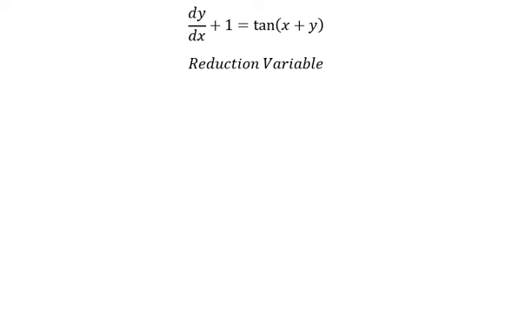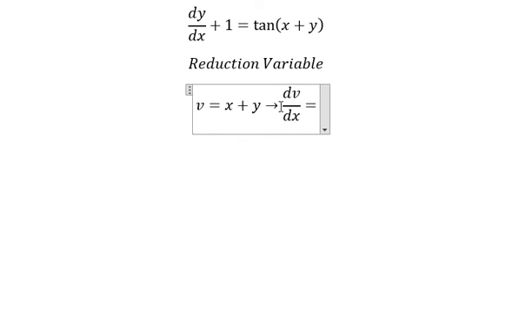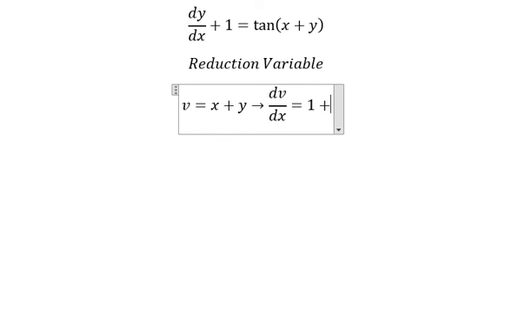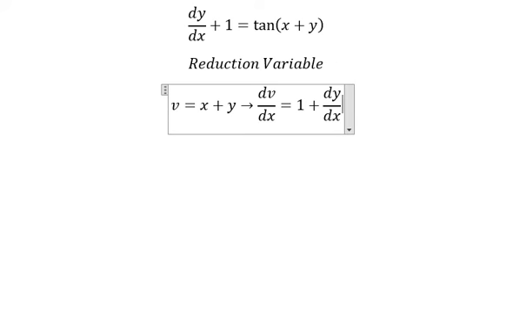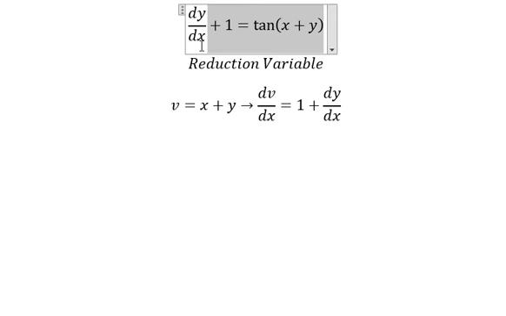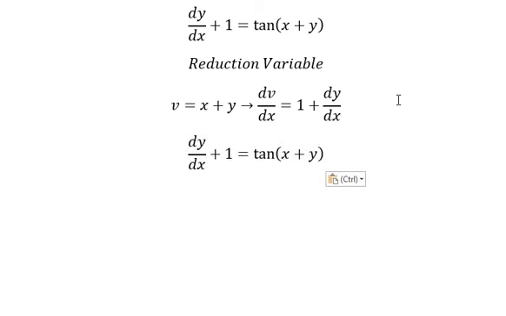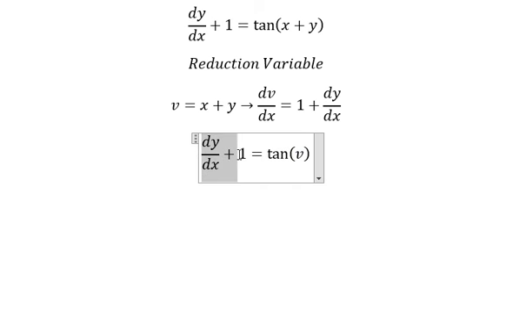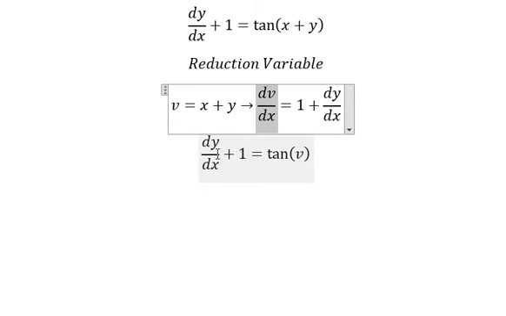So I will put v equals x plus y. If I first take the derivative of both sides, you get dv over dx. The derivative of x, you get 1. The derivative of y, you get dy over dx. So this one we change by v. This one we change by dv over dx.